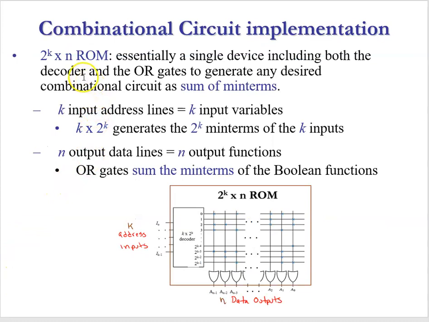So again, our 2^K by N ROM is essentially a single device including both the decoder and the OR gates to generate the desired output of any of these sum of minterms. So inside our decoder are all the AND gates, and here we have the OR gates, so it just gives us our AND or sum of minterms. Our K input lines are our K input variables, the input address lines, and our K times 2^K decoder generates those 2^K minterms of the K inputs. And then we can vary how many outputs we need, so those N outputs, the OR gates, give us the sum of minterms of our Boolean functions.